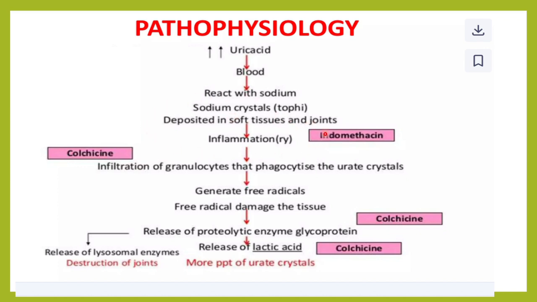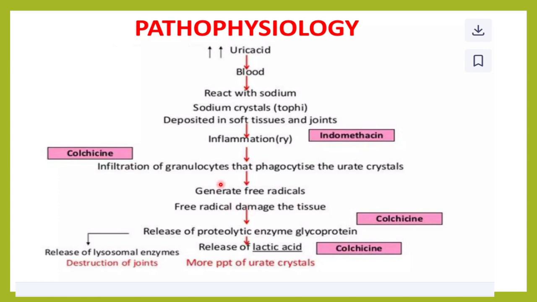So monosodium urate crystals are formed. The urate will react with the sodium and form the MSU crystals. And once these MSU crystals are formed, now the war starts between these and the inflammatory cells. So once the inflammation begins, there will be these soldiers like granulocytosis happening, there will be phagocytosis happening, there will be generation of free radicals, there will be free radical damage to the tissue.